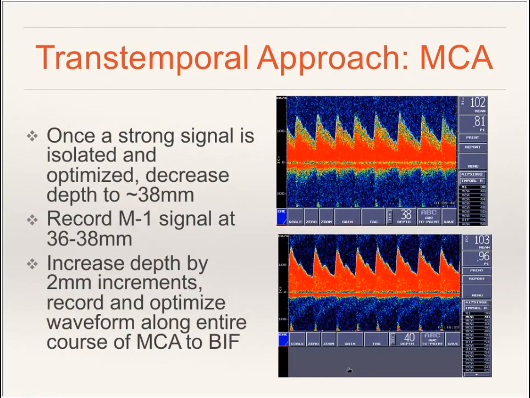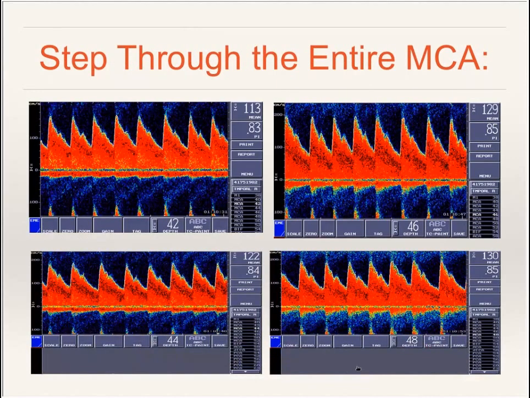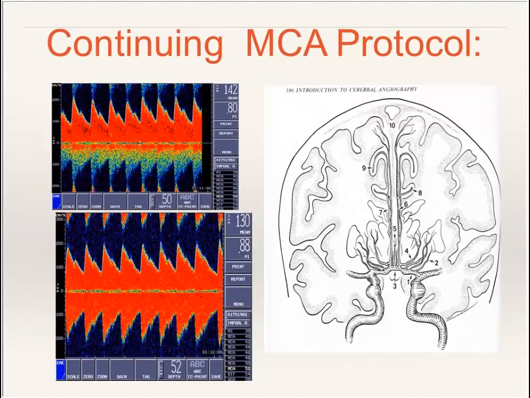We use the transtemporal approach, and once you have found a strong signal at a depth of about 50, then you decrease the sample volume to a depth of about 36 to 38, and you start recording. We record this as the first MCA, or the M1, and then we record at every 2 millimeter increments until you get to the area of the bifurcation. So you can see that we're tracking at the depths of 42, 44, 46, 48, and we continue to track until we get to where the internal carotid has branched into the MCA and the ACA bifurcation.